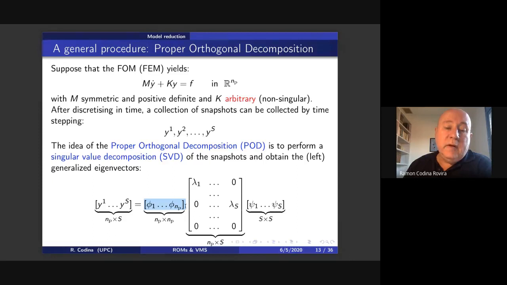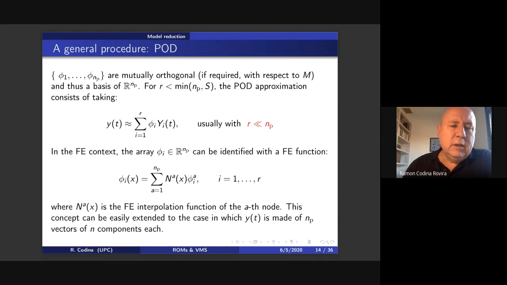So the idea of the proper orthogonal decomposition is to perform this singular value decomposition and consider as basis of your approximation the so-called left generalized eigenvectors, which are the vectors that appear in this matrix. Instead of having the modes that we have in the case of solid mechanics, which are quite natural, in the general case when K is not symmetric and positive definite, we perform the singular value decomposition of that matrix and consider the left generalized eigenvectors as the basis that we will use to construct our reduced order model space. Now the idea is very simple. First, the property is the one that I mentioned before. These vectors phi are mutually orthogonal. If required, we can impose that the orthogonality holds with respect to the mass matrix M, which is very convenient, at least theoretically, although in practice things work similarly if we take M equal to the identity.